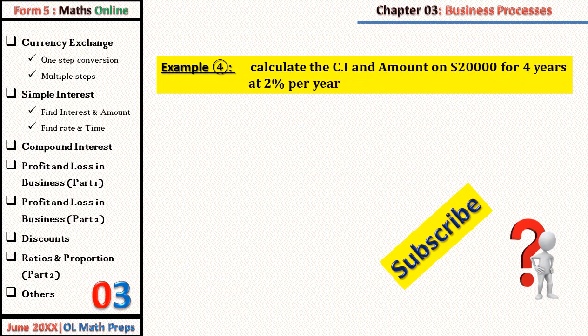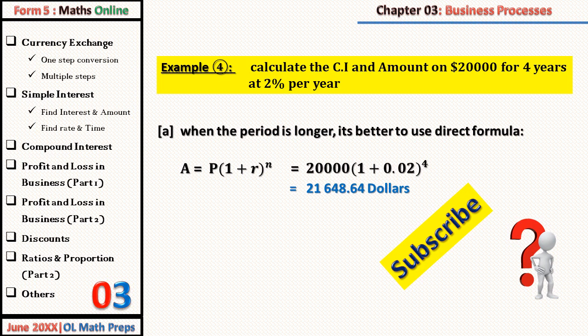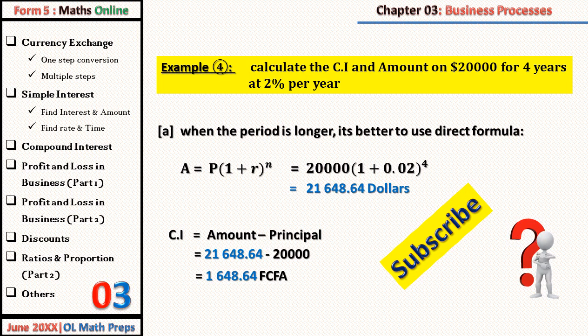The next example: calculate the compound interest and amount on $20,000 for 4 years at 2% per year. So when the period is longer, it's better to use the direct formula. Here I'm applying the formula directly, and that is going to give me $21,648.64. And the compound interest is amount minus principal, giving me $21,648.64 minus 20,000, which equals 1,648.64 FCFA.